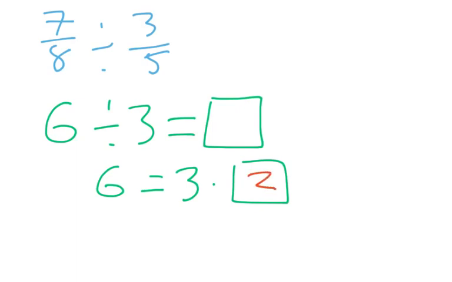6 equals 3 times 2. 2 is what you have to multiply by 3 to get 6, so 6 divided by 3 is 2. Maybe that approach could help us here. Let me start with a clean slide.